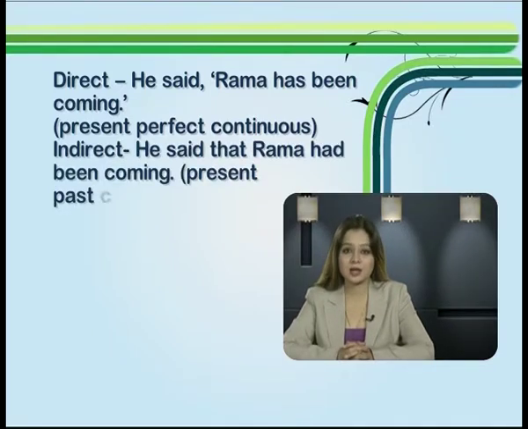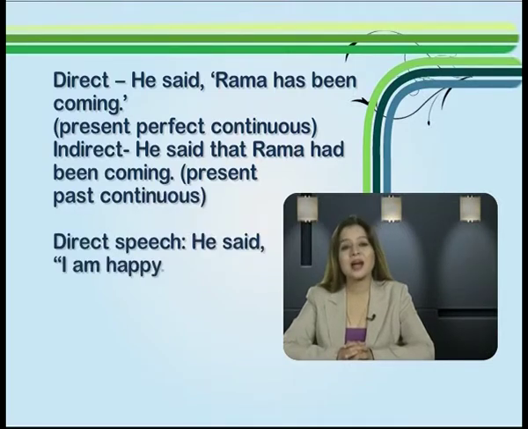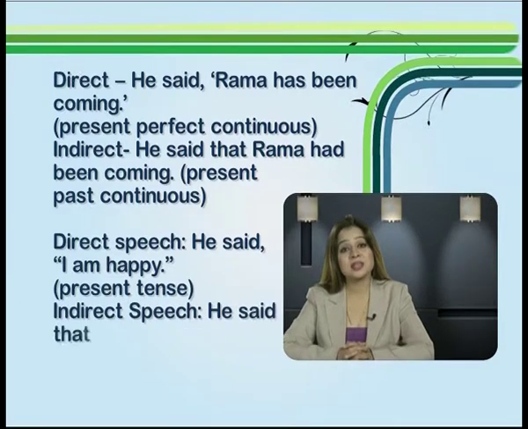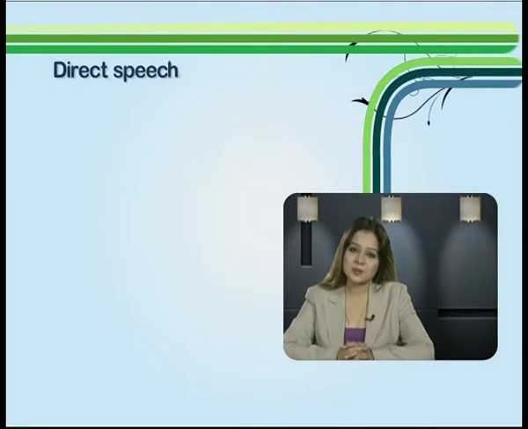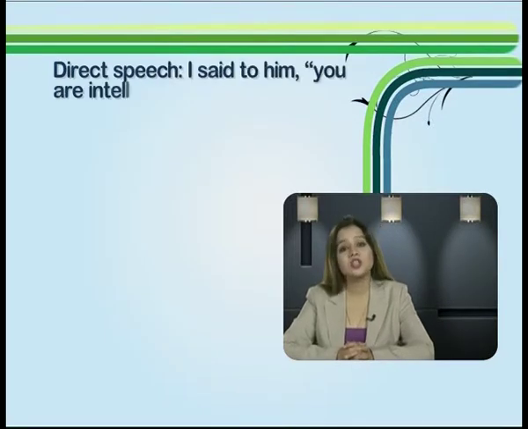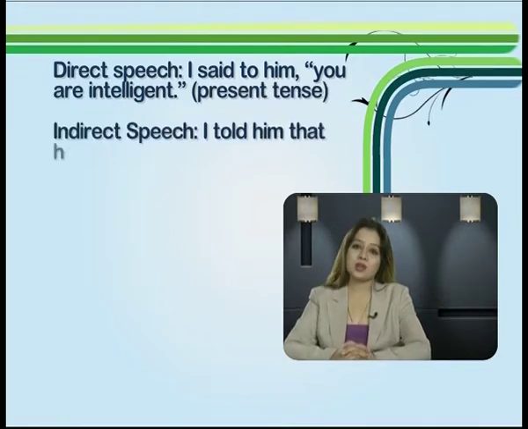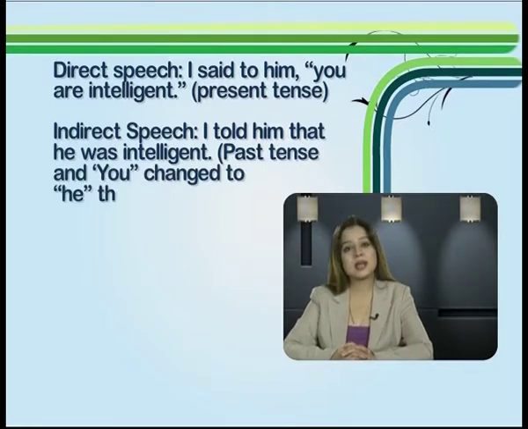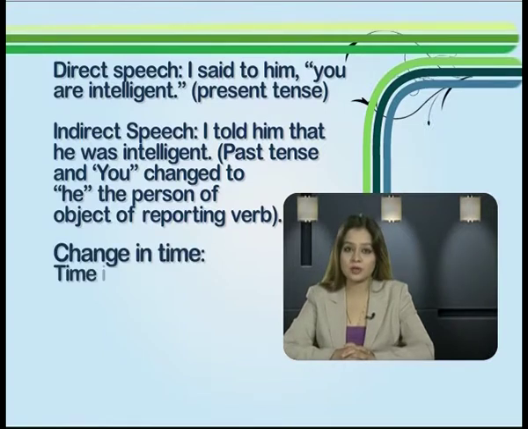Past continuous. Direct speech: He said, "I am happy," present tense. Indirect speech: He said that he was happy, past tense. Direct speech: I said to him, "You are intelligent," present tense. Indirect speech: I told him that he was intelligent. Past tense, and you changed to he, the person of the object of the reporting verb.